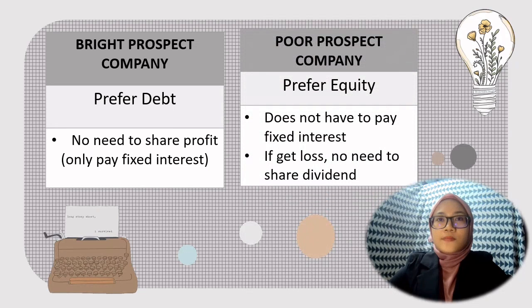Yet, if the company has poor prospects, they will prefer to use equity because they do not have to pay fixed interest. When the company is in bad condition, fixed interest looks expensive. Moreover, using equity, if they make a loss, they do not need to pay the dividend.